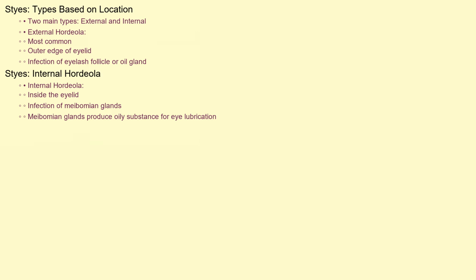Styes can be classified into two main types based on their location. External hordeola, which are the most common type, occur along the outer edge of the eyelid. They usually develop from an infection of an eyelash follicle or nearby oil gland. Internal hordeola, on the other hand, occur inside the eyelid. They are typically caused by an infection of the meibomian glands, which produce an oily substance that helps lubricate the eye.